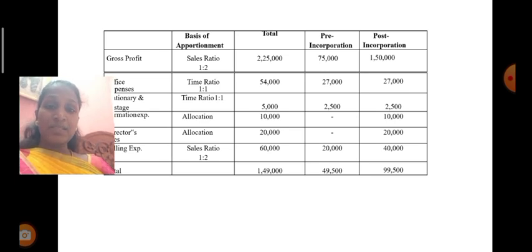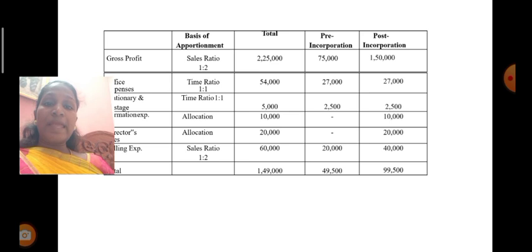Then next are the expenses. We have to list them out. First is office expenses. Office expenses are to be allocated on the basis of time ratio. The total amount is 54,000. The ratio is 1:1, so 54,000 into 1 by 2. The amount is easily calculated. For the pre and post, the same amount is followed. So for the pre-incorporation period 27,000 and for the post-incorporation period 27,000.